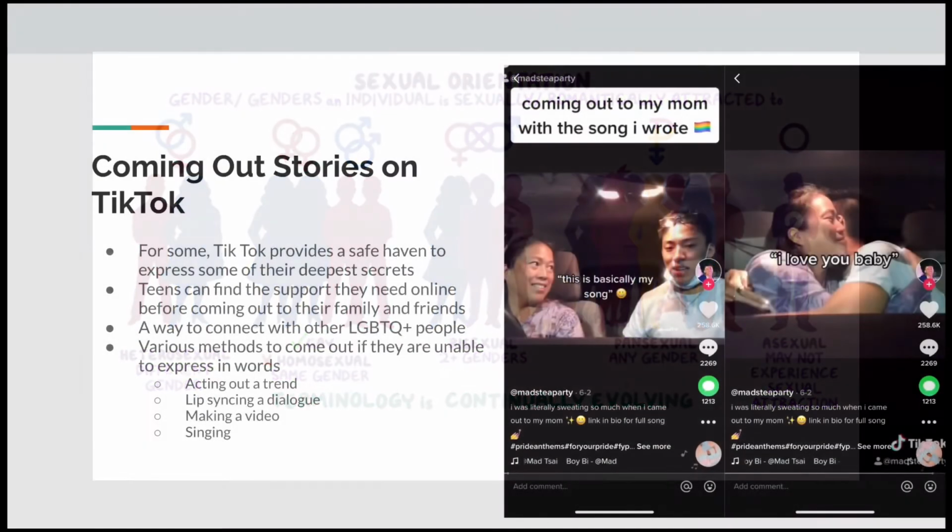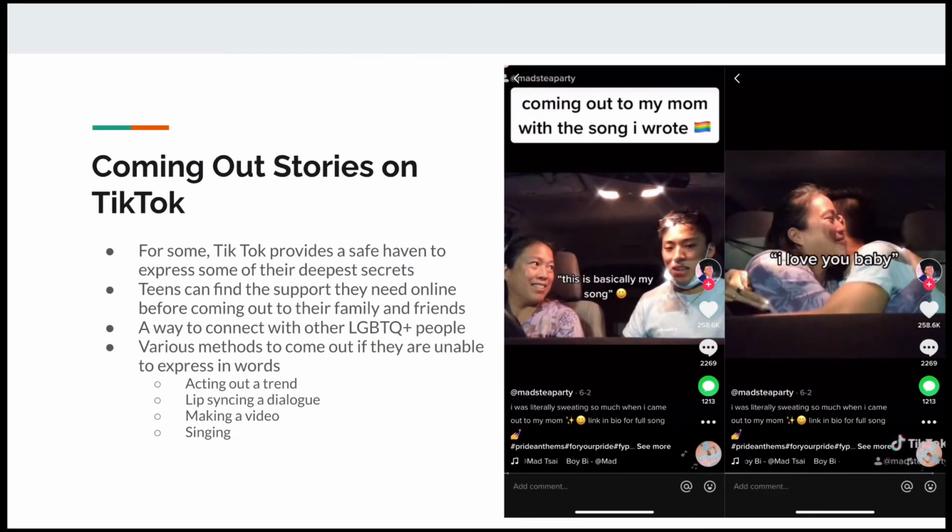TikTok is becoming a really popular platform for people to come out on. The unique part about TikTok is that it's a social media app that doesn't necessarily connect you with the people that you know in real life. You can go viral without your friends and family knowing, and for some TikTokers, TikTok is a safe haven to express themselves. It's also a really great way to connect with new LGBTQ people, and teens can find the support that they need through TikTok that they may not have in real life. TikTok also provides a variety of creative ways for people to come out on.